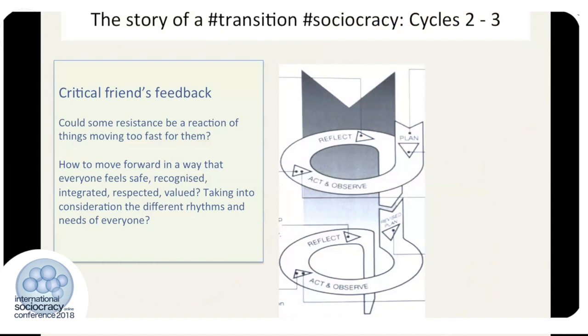And she was asking me to look at the resistances to the change and to see, considering the values that I had and the possibility that I was not always into power with, but sometimes going into power over, to look at that. So is there a way to move forward where everyone feels safe, recognized, integrated, respected, and valued, taking into consideration everyone's different rhythms and needs?